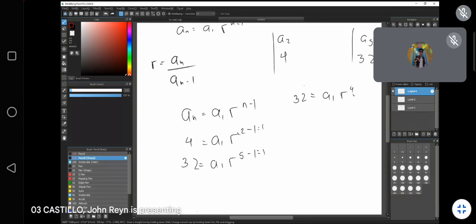So 4, then we divide it with the term for 8. So 4 equals A1 R, then R. Always remember that there's always a 1 here in the exponent; we just don't always write it. So A1 we remove, so R raised to the power 4 divided by R would be R cubed, then 32 divided by 4.